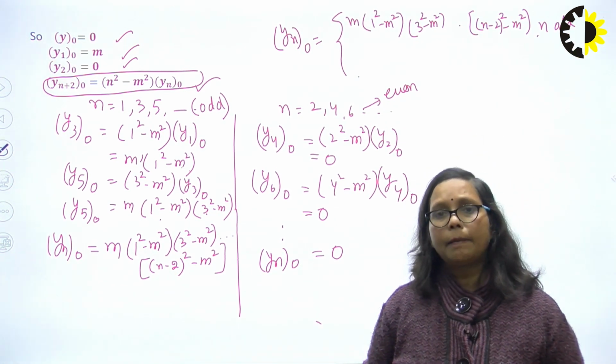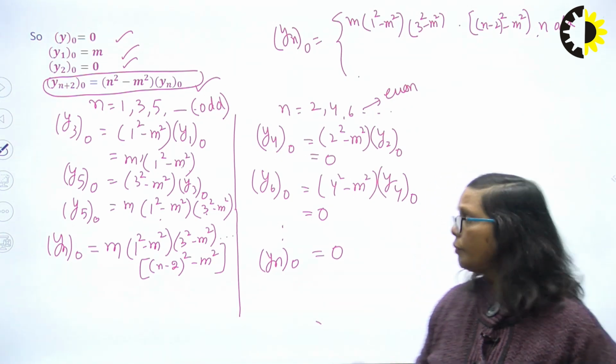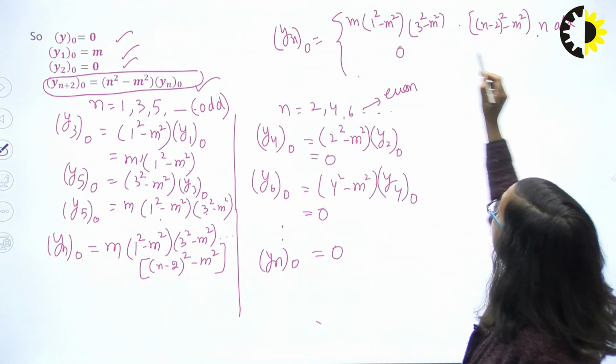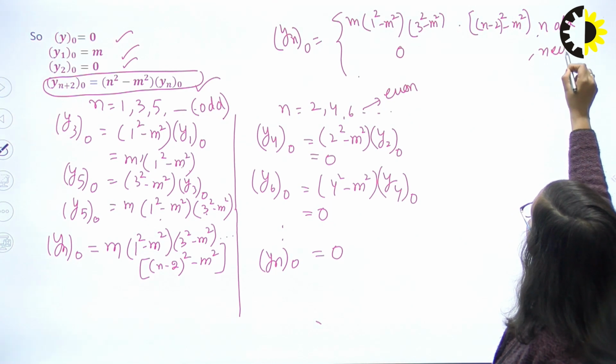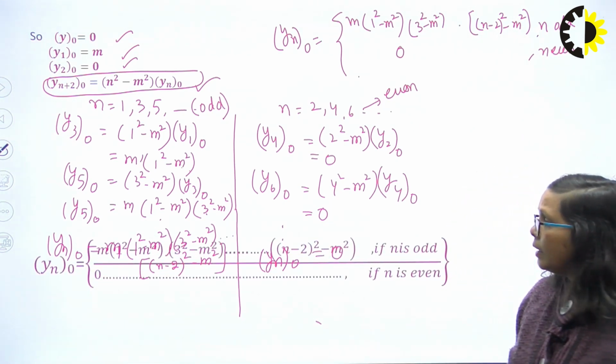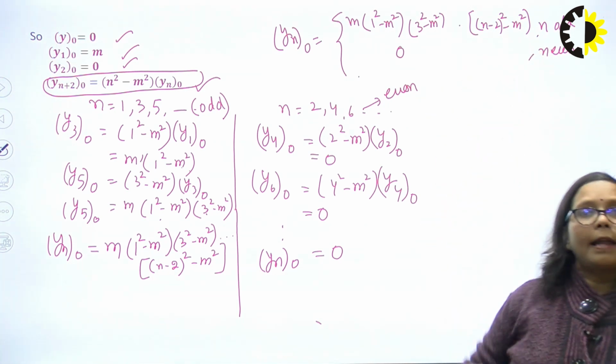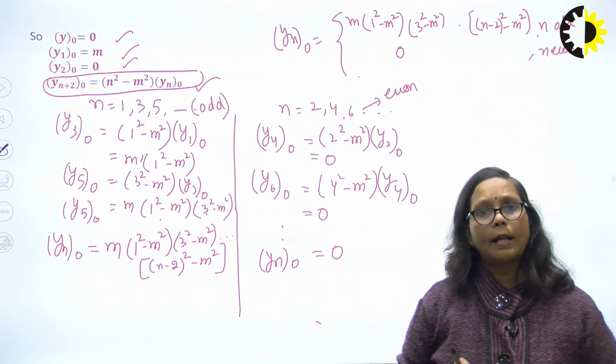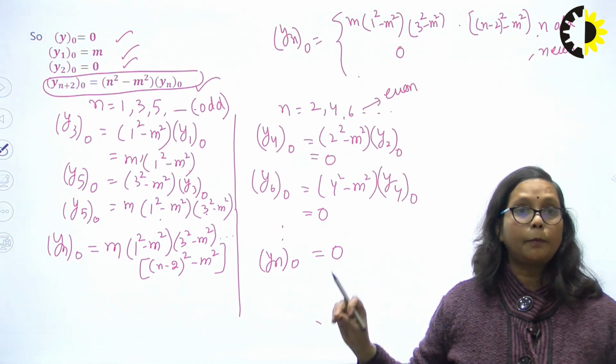Next we write down the second bracket. If n is taking the even values, we are getting the value as 0 when n is even, like this. So this is the final value of yn 0 for n odd and n even.